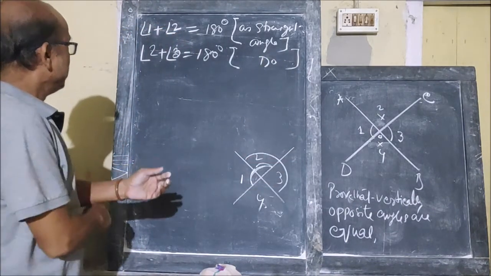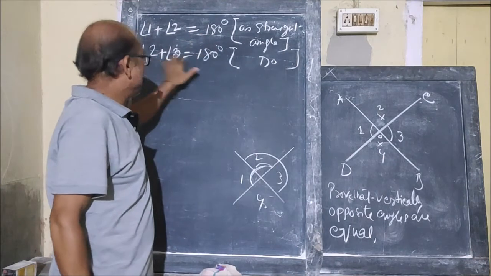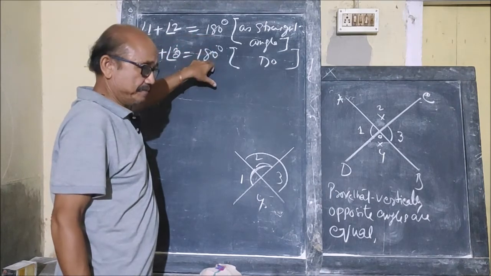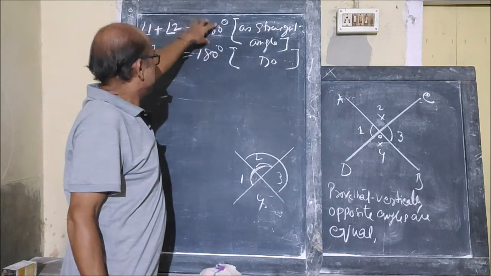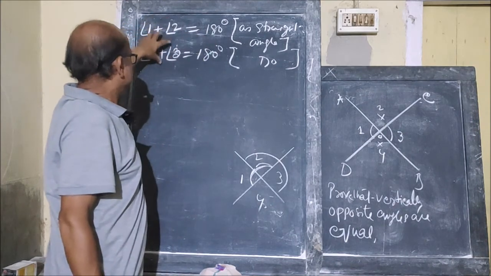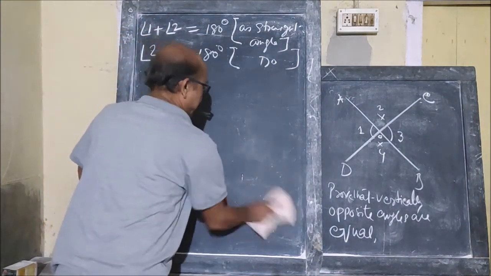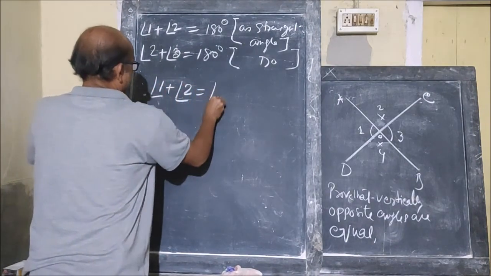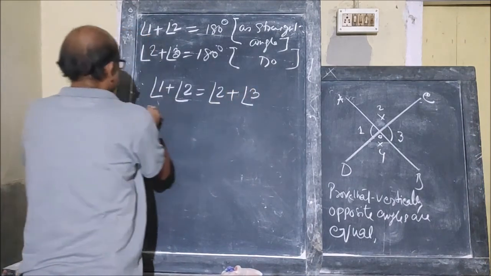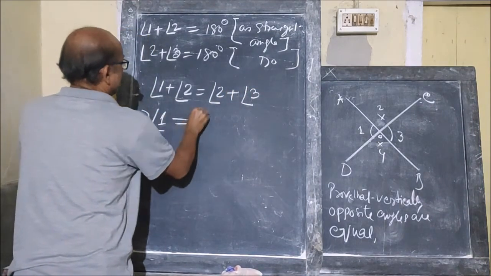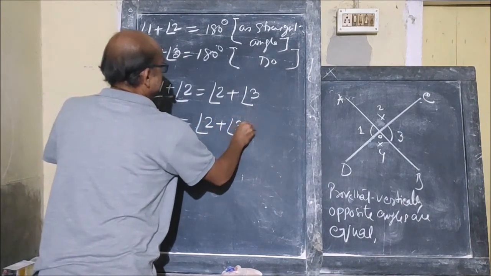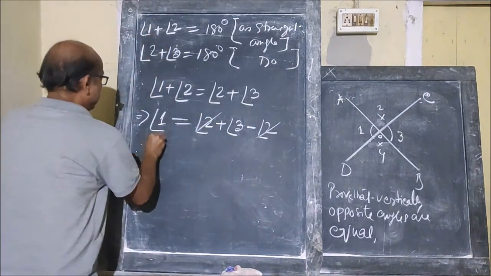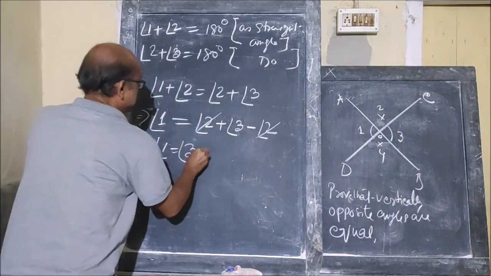Now you see here that equal to 180 and that equal to 180, that means that equal to that. As their result is 180, their result is 180. So we can write as that equal to that. So we can write angle 1 plus angle 2 equal to angle 2 plus angle 3. That is angle 1 equal to angle 2 plus angle 3 minus angle 2. This we have to take that side, minus 1 plus 1. The angle 1 equal to angle 3.